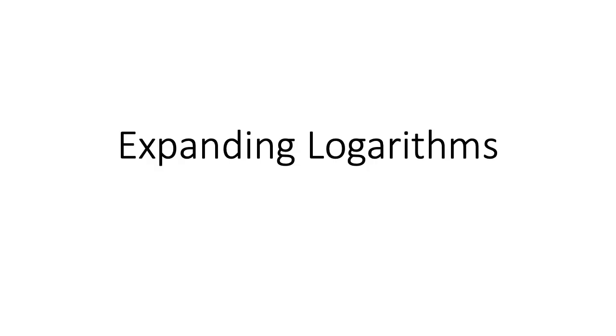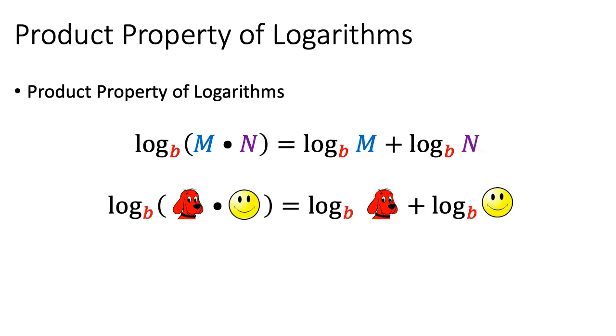We'll take a look at expanding logarithms. First, the product property. So we have log base b of two things getting multiplied together, m times n. But we can expand this into two logarithms, log base b of m plus log base b of n.